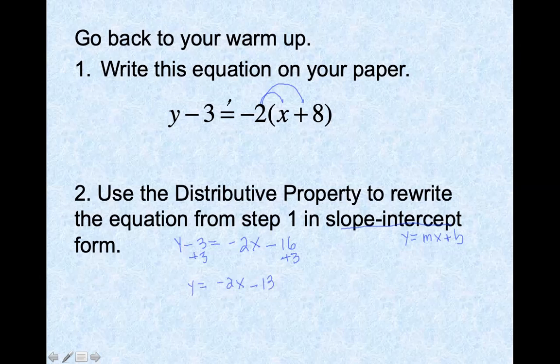All right, so notice this is the same equation, right? This would graph the exact same line. So here I could start at the point -8, +3, do a slope of -2 and draw my line. Or here I could go to a y-intercept of -13 and do a slope of down 2 over 1, and it would graph the same line. So point slope, slope intercept.